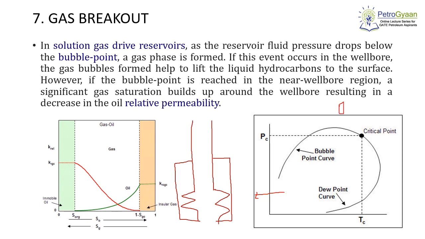Now we want the pressure of fluid to drop below the bubble point pressure in the wellbore region, so that the bubbles of gas or that gas phase we can utilize to produce crude oil from down the wellbore to the surface. So that will help in a self flow wellbore. But what if the reservoir pressure falls below the bubble point pressure in the near vicinity of the wellbore?